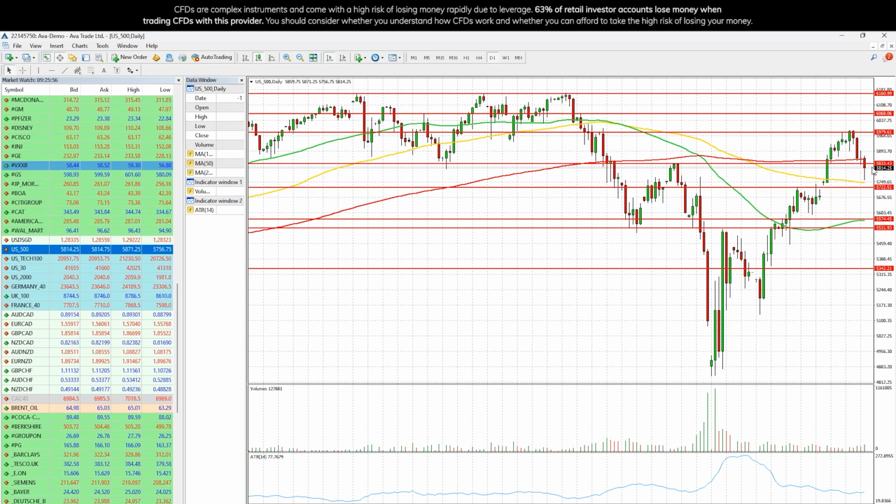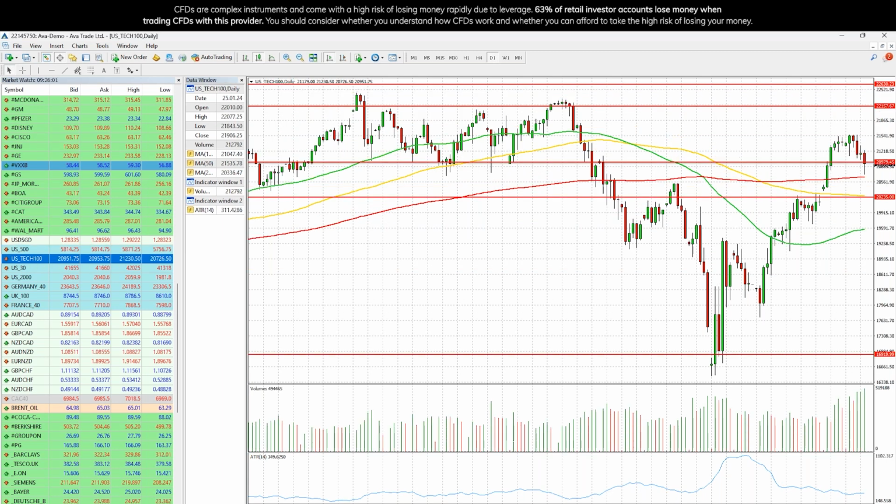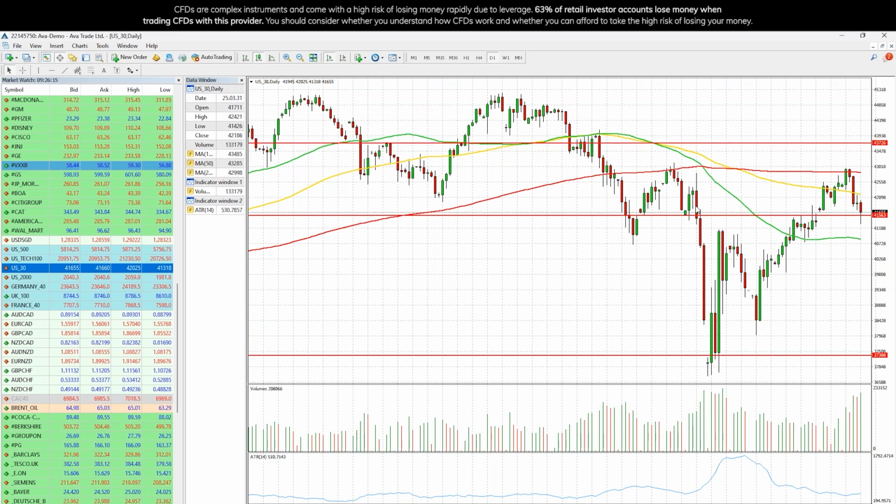So we did close below the 200 moving average here, and below the previous resistance. Nasdaq looks a little bit stronger. We still are above the 200 moving average here, and above this previous resistance from end of March. Dow Jones, the weakest out of three, we actually crossed the 100 moving average here as well, and we are way below that end of March resistance here.